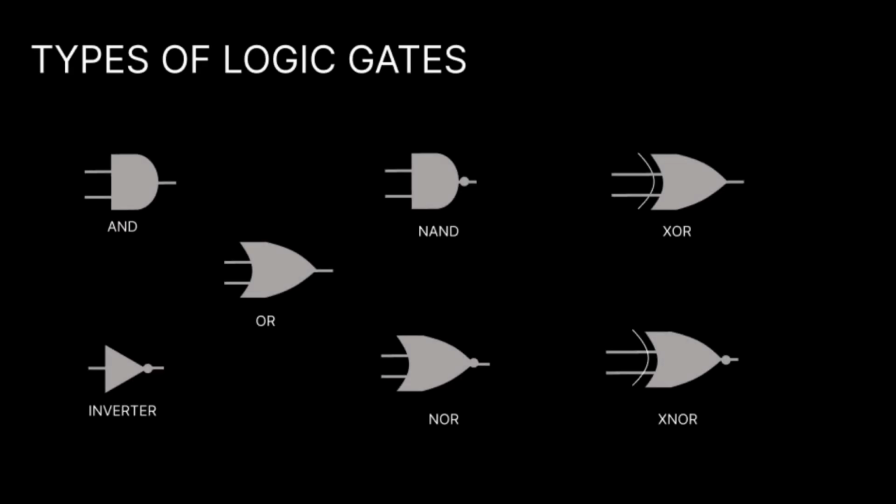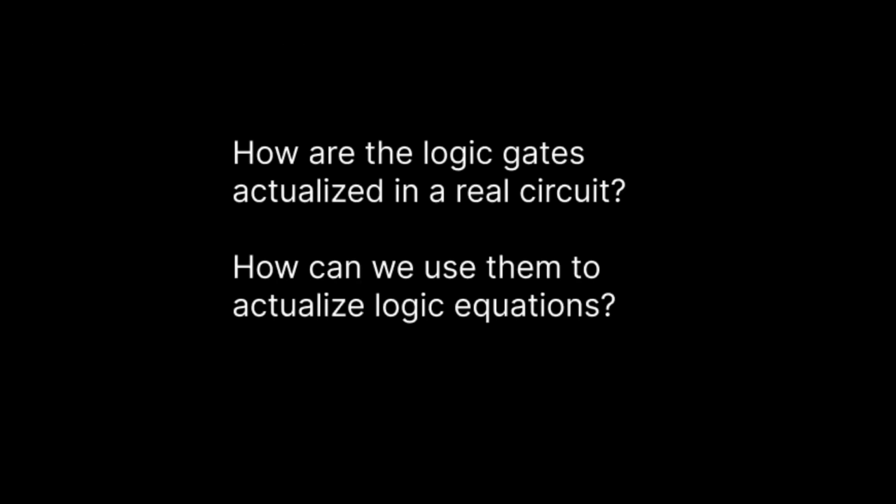So those are the gates that we'll cover in this video: the AND gate, the OR gate, the inverter, the XOR gate, the XNOR gate, the NAND gate, and the NOR gate. From now on, let's look at the physical aspects of these gates. We've looked at how they work on paper, but how are they actualized using electricity and different components?